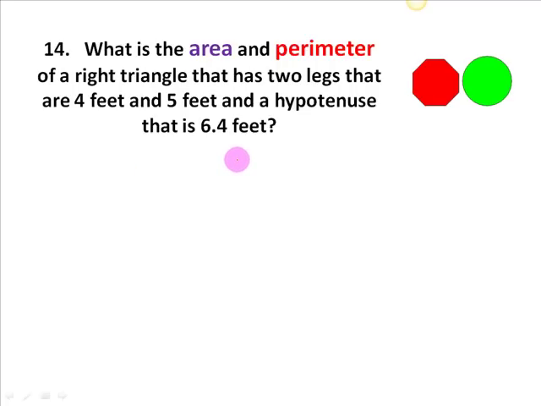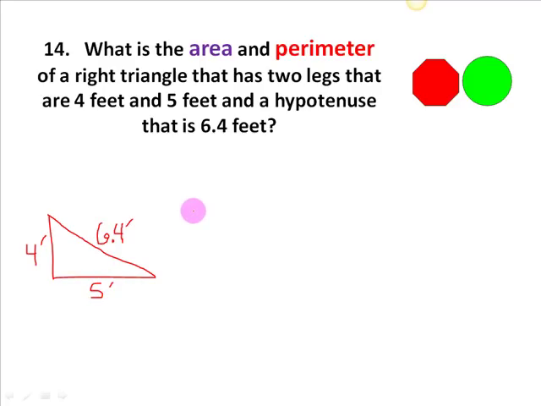All right, what is the area and perimeter of a right triangle that has two legs that are 4 feet and 5 feet and a hypotenuse that is 6.4 feet? Click on the stop sign. Okay, it's my strong suggestion that you always make a sketch. So we have a right triangle, and it tells us that one of the legs is going to be 4 feet, and one of the legs is going to be 5 feet, and our hypotenuse is going to be 6.4 feet. So that's feet, and that's feet.